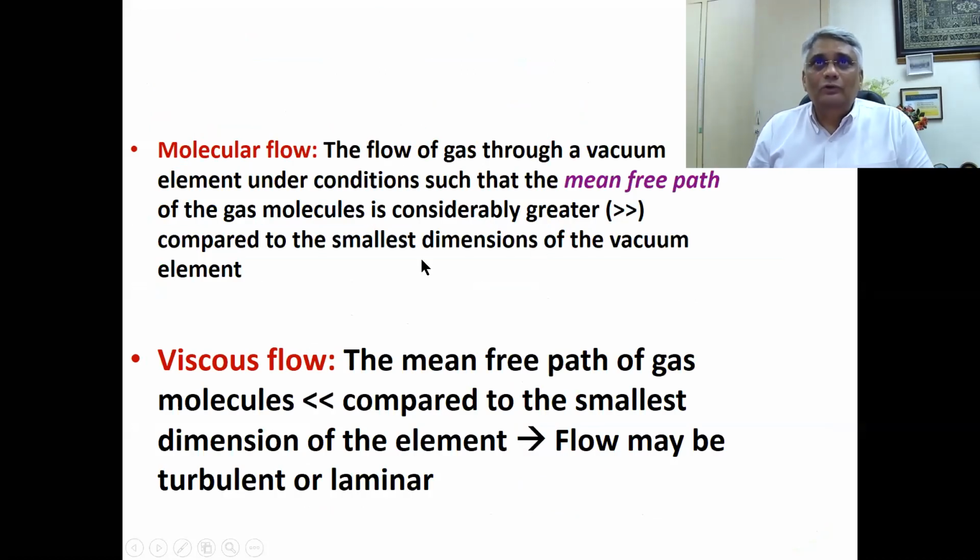So the molecular flow is the flow of gas through a vacuum element under conditions such that the mean free path of the gas molecules is considerably larger than the smallest dimensions of the vacuum element, right? And the viscous flow is where the mean free path of the gas molecules is much less compared to the smallest dimensions of the element. Flow may be turbulent or laminar. Laminar only in this case, right?